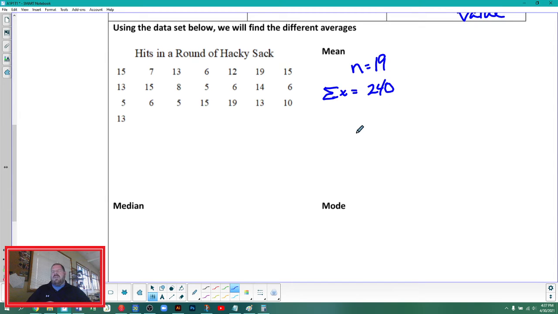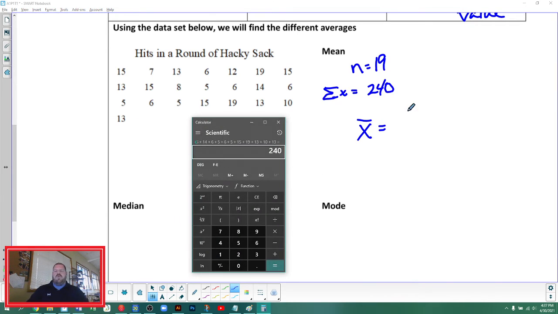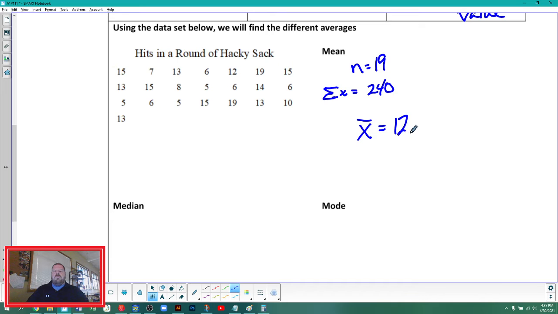So then when we talk about the mean, we're talking about the average. We put a little x with a line over it to mean the average, which is going to be 240 divided by 19. Most commonly, this number is going to be a decimal. We get 12.6, meaning that the weighted average of all the numbers is 12.6. And so that's the mean.